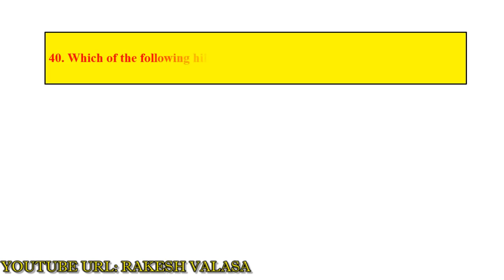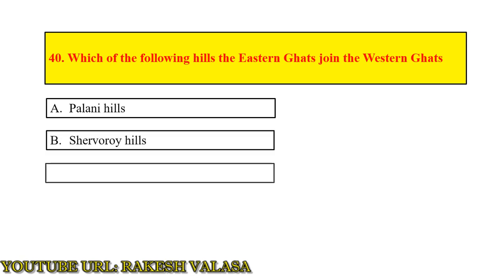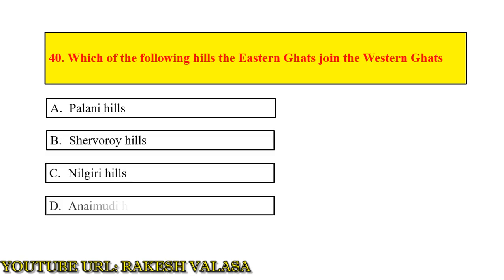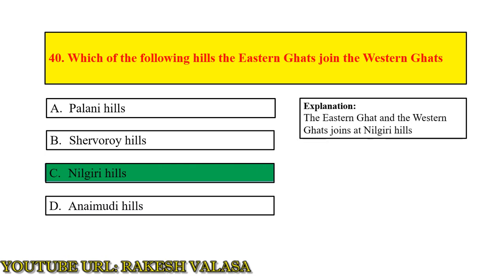Question number 40. At which of the following hills does the Eastern Ghats join the Western Ghats? Answer: Nilagiri Hills. Explanation: The Eastern Ghats and the Western Ghats join at Nilagiri Hills.